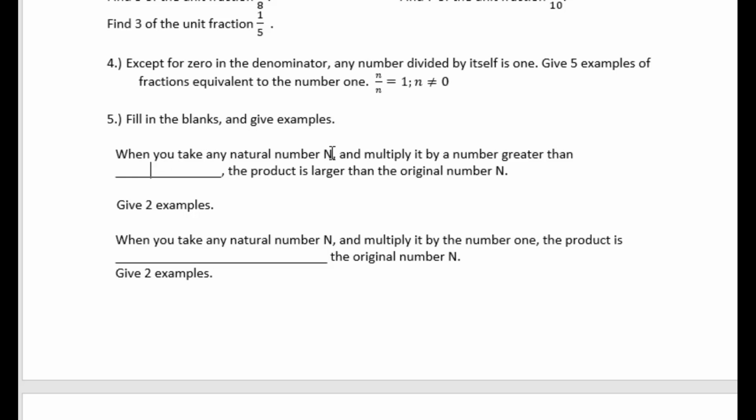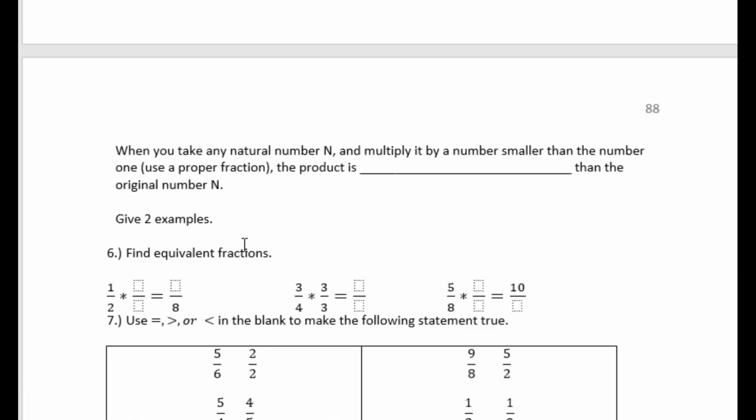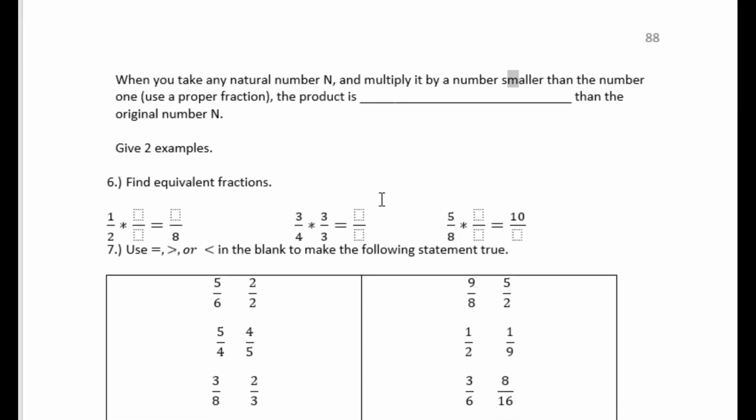You multiply a number by greater than 1, it gets larger, right? Give 2 examples. How about 6 times 2 is 12? 8 times 3 is 24. They're both larger than 1, right? If you take a natural number and multiply it by the number 1, the product is, you should figure that one out. Give 2 examples. Well, I gave, with 3/5, I think, I gave like 4 examples. And if you take a natural number and multiply it by numbers smaller than the number 1, the product is, think about it, I'll let you do that.